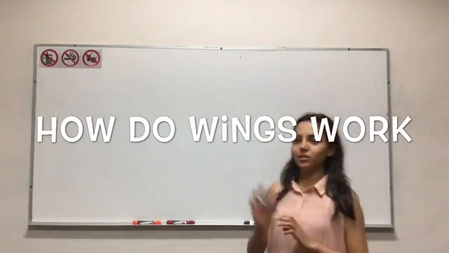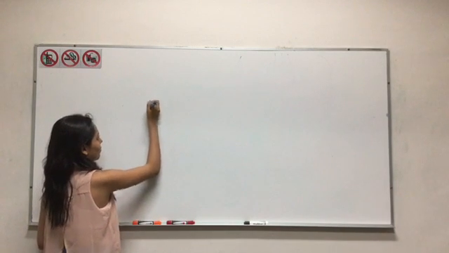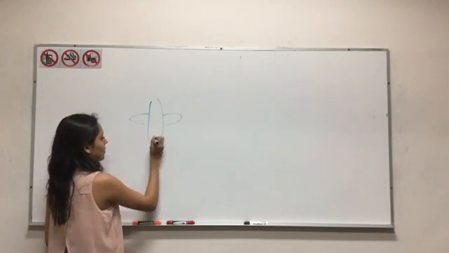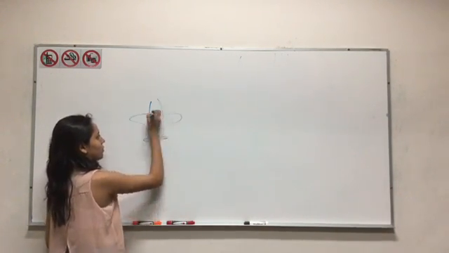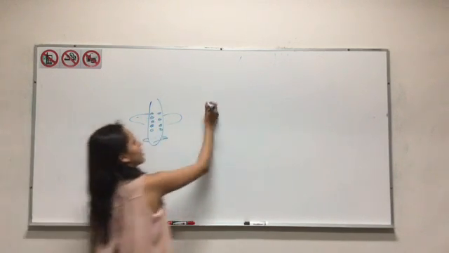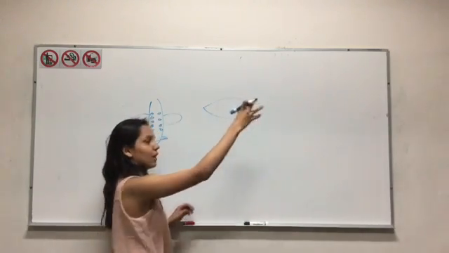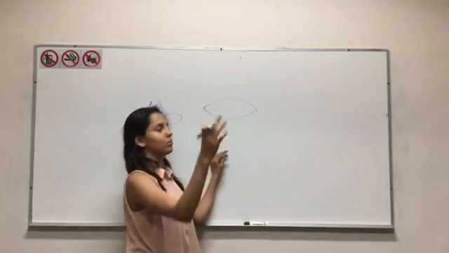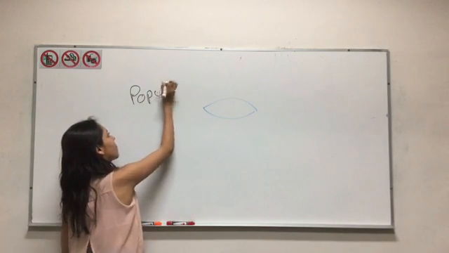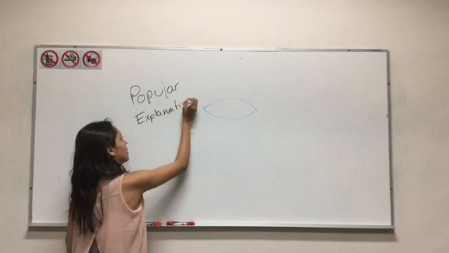Hi guys, today I will be showing you how the wings of an airplane work, like on my drawing, my horrible drawing. So let's imagine that this part of the airplane is one of the wings and it's going outside of the board. So I'll give you the popular explanation first.